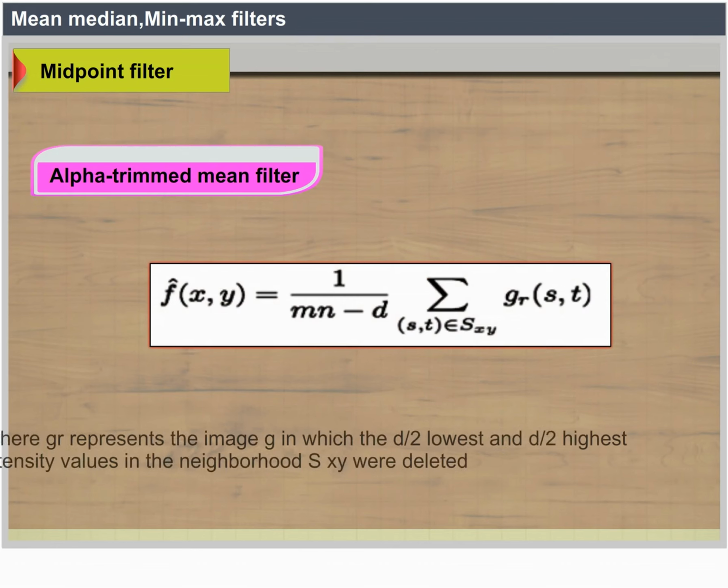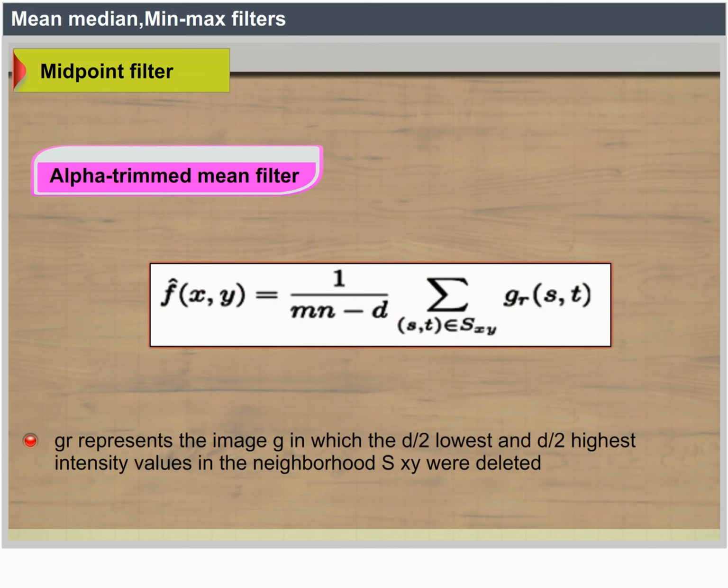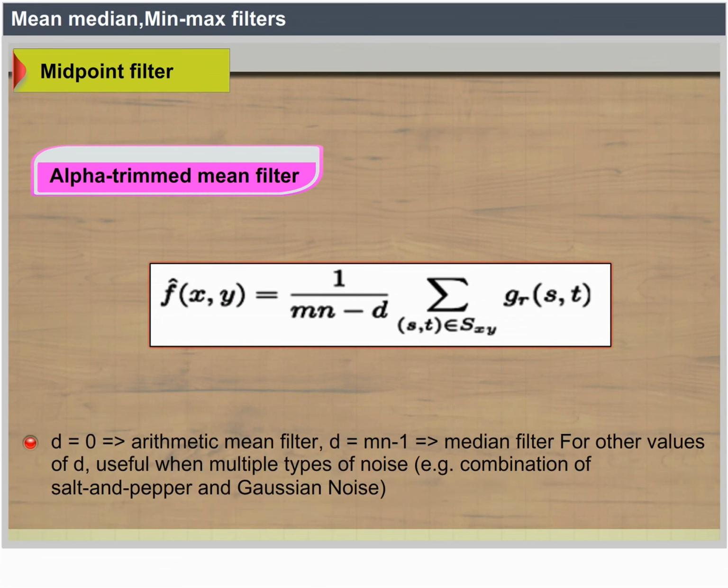G_R represents the image g, in which the d/2 lowest and d/2 highest intensity values in the neighborhood S of x, y were deleted. d equals 0 is the arithmetic mean filter, d equals mn-1 is the median filter. For other values of d, it is useful when there are multiple types of noise, such as a combination of salt and pepper and Gaussian noise.